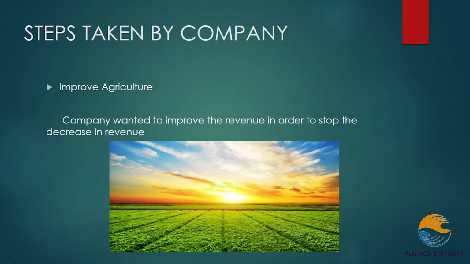To improve the economy of Bengal in that period, the company took certain steps. The first one is improving agriculture. To improve the economy of that time, the company wanted to improve the revenue in order to stop the decrease in revenue. So they started introducing different methodologies, technologies, machineries, etc. for improving the agricultural system of that time. The company had introduced different types of crops also during that time. So these gradually improved the agricultural system over that period.